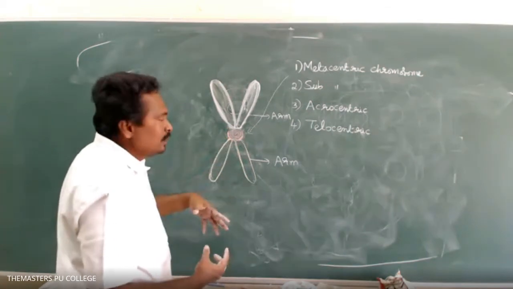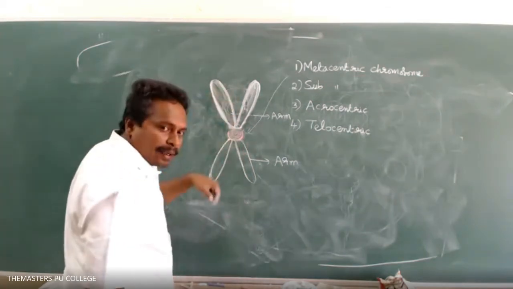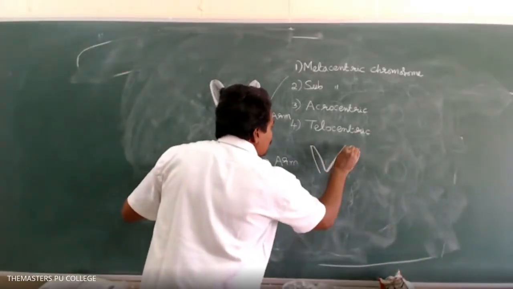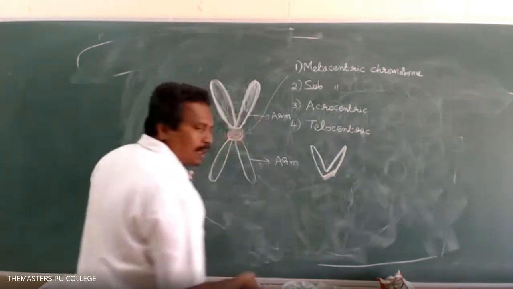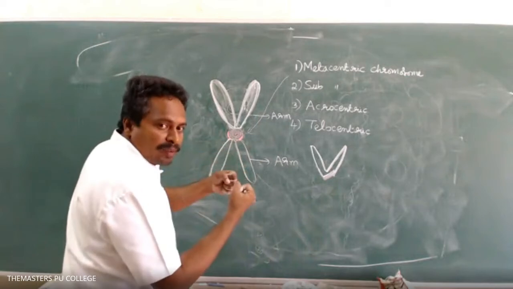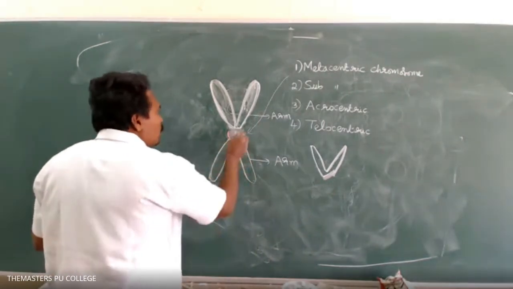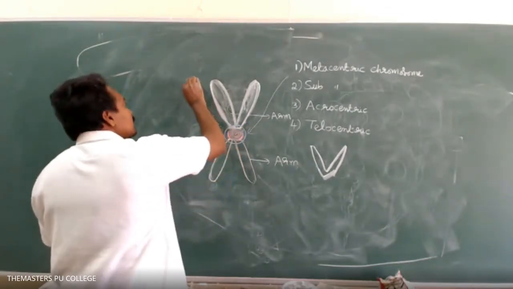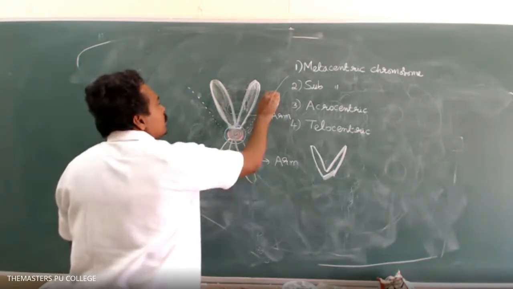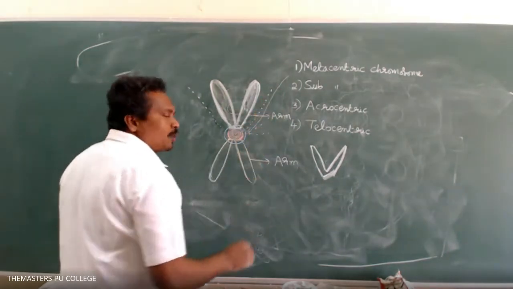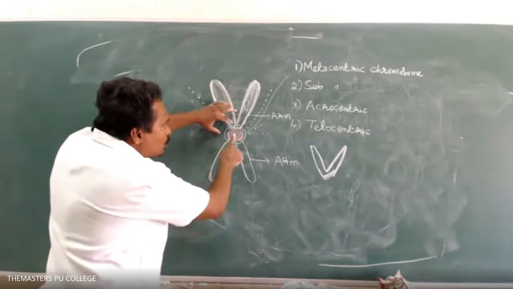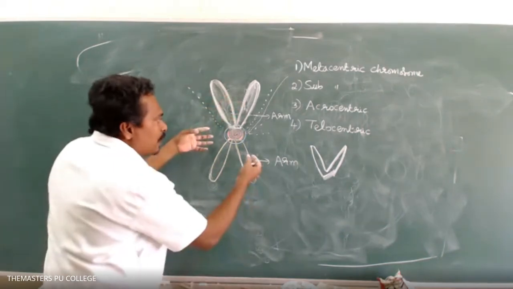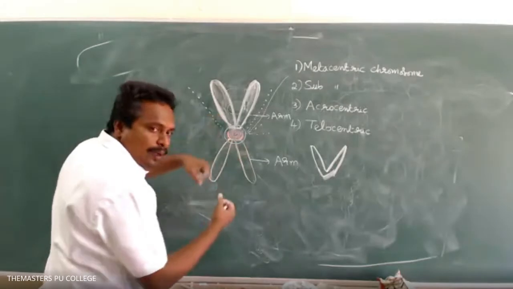So the 2 equal arms are present in a metacentric chromosome. During the cell division, the metacentric chromosome attains V-shape. During the cell division, the spindle fibers attach at the kinetochore region of the chromosome. What is kinetochore? The centromere is surrounded with a disc-like structure. That's called kinetochore. The spindle fibers are attached at the kinetochore region.